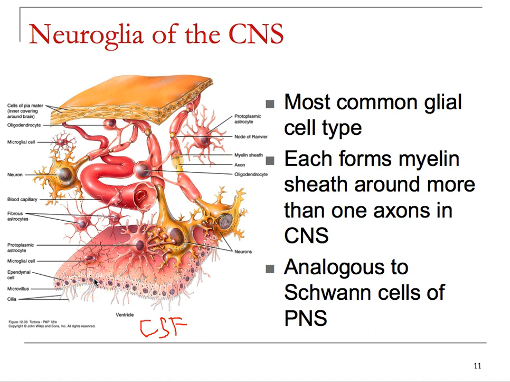So we've now introduced what an excitable cell is, what neuroglia are, and now we can start to assemble our nervous system.